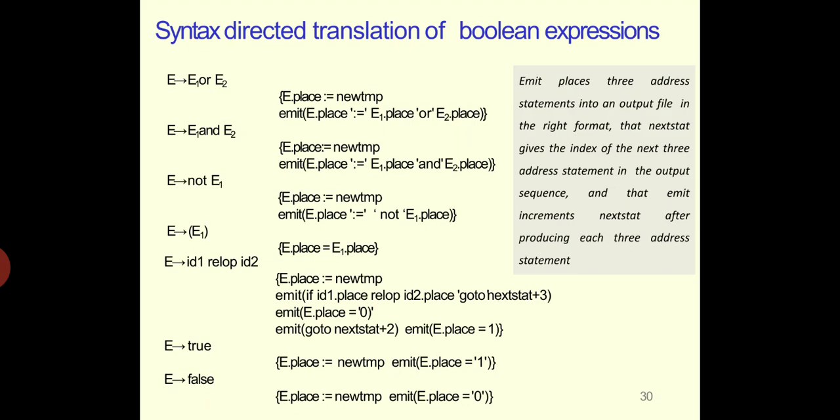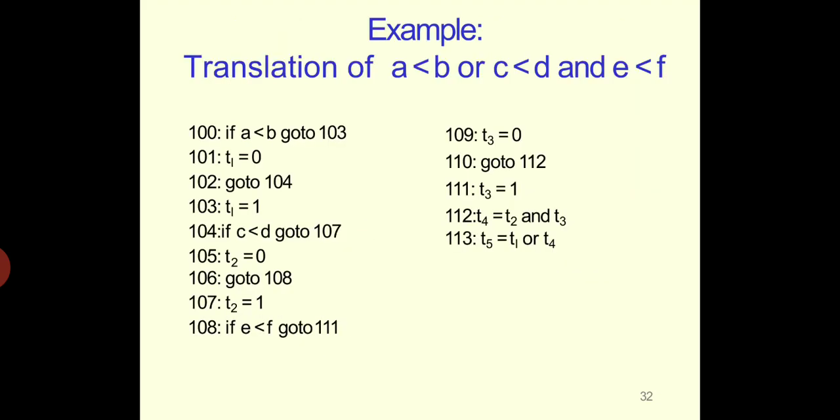Then this is another statement, that is the translation for a less than b or c less than d and e less than f. So here it will compute if a less than b, then go to 103. t1 is equal to 1. That means if a is less than b, it is correct, the true value 1 will be assigned, otherwise that will be false. So t1 equal to 0. And then you go to 104.